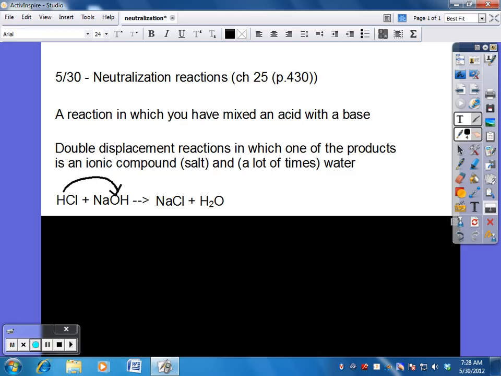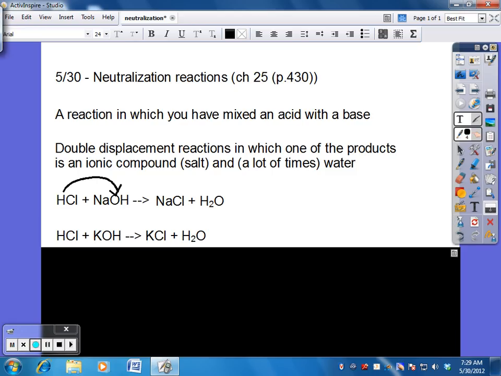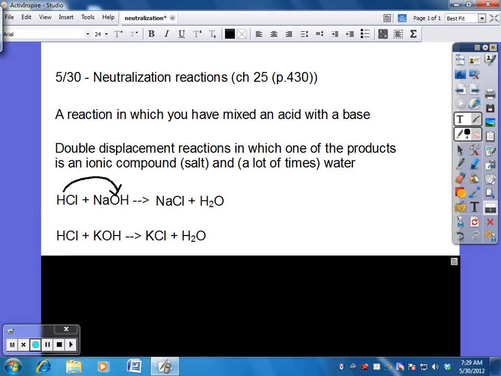Another example of this in which the salt is something that we don't normally think of as salt would be hydrochloric acid and potassium hydroxide. So in that case you get potassium chloride, which is also called a salt. Any ionic compound that results from an acid-base reaction is called a salt, whether it's table salt or something else. And water. So that essentially is what neutralization reactions are. We're going to do some of these in class tomorrow, and so you'll know what's going on.